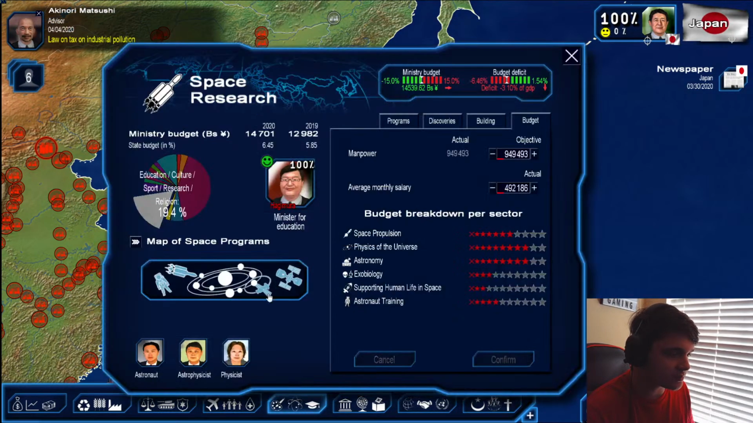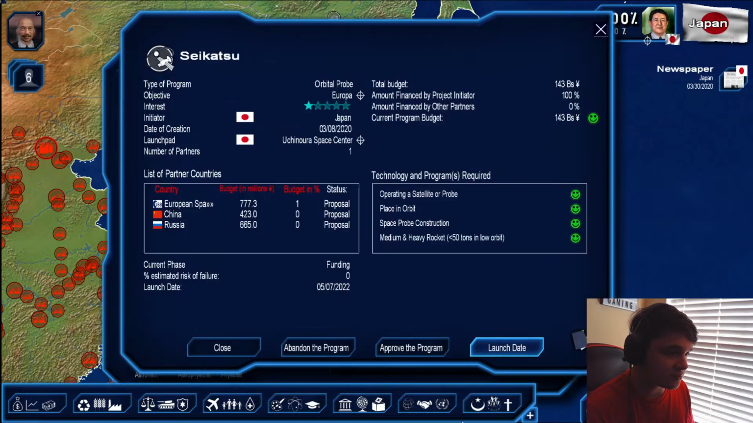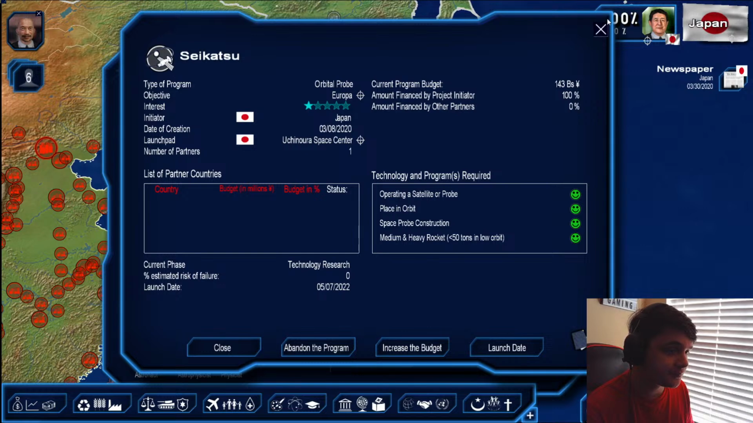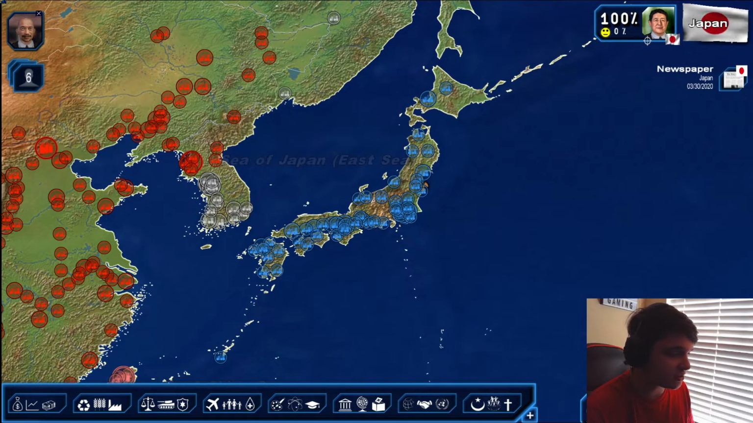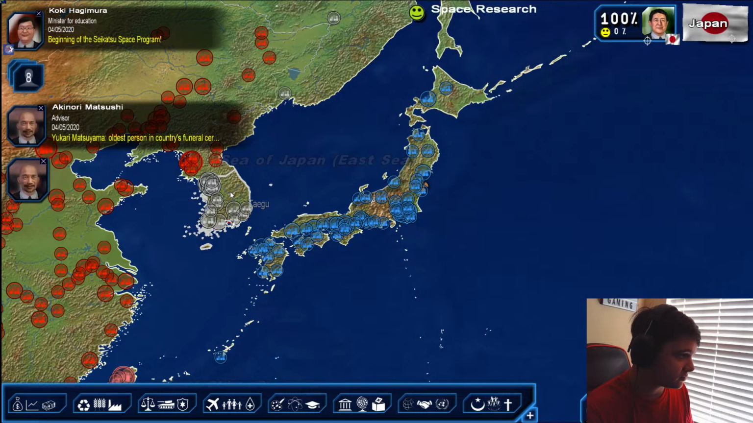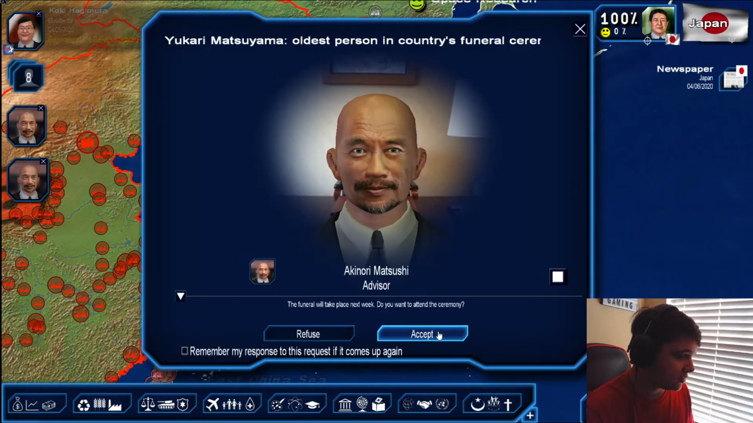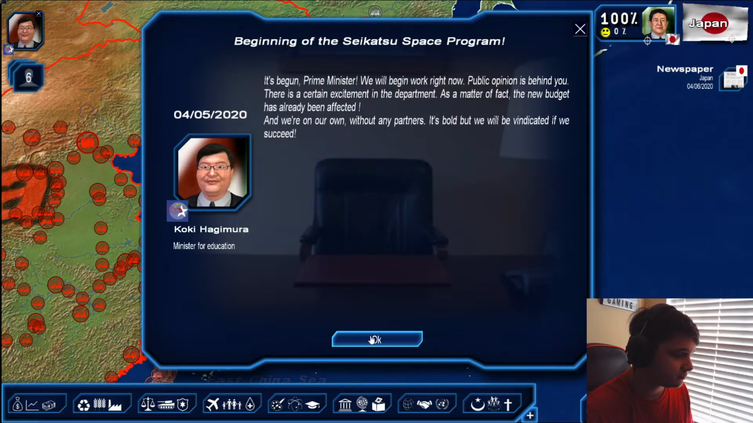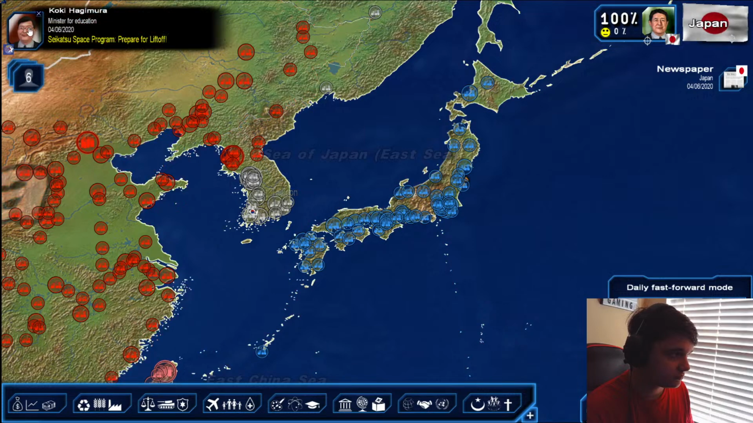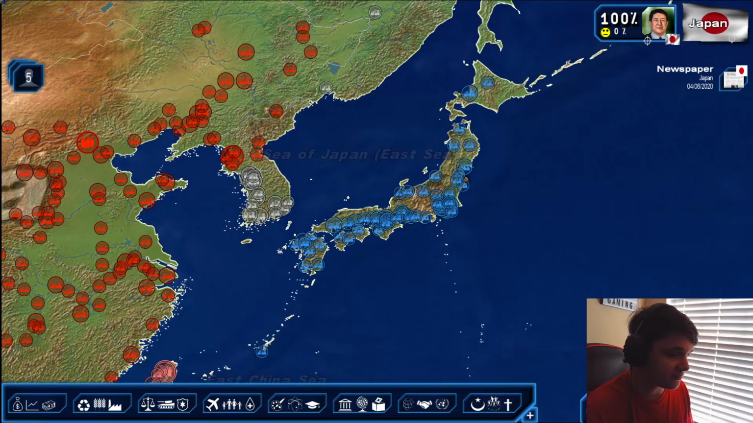And then we're going to go over to space research again. We're going to go to our Sakatsu program, and we're going to go ahead and approve the program. 143 billion yen will be spent on that venture. The funeral. Oldest person in the country. The bill has been... Takatsu, prepare for lift. I was like, we're launching now?